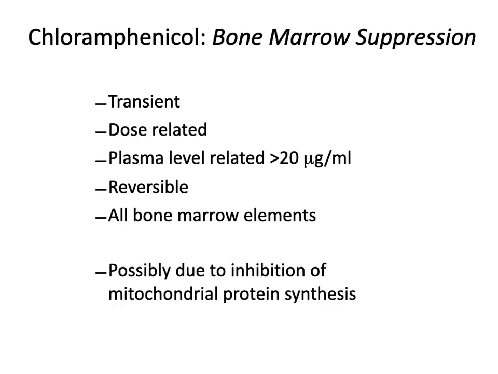So what is this toxicity that we don't like? We do have bone marrow suppression. Luckily, it's transient. It's dose related and plasma level related, and it's reversible. So this is okay, although all bone marrow elements could be affected, but it's okay. And why is that happening? Possibly due to inhibition of mitochondrial protein synthesis, as we said before.